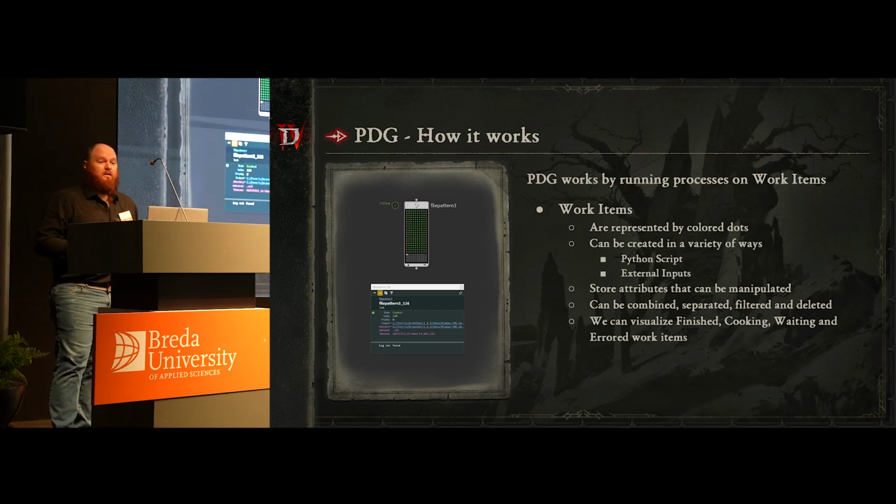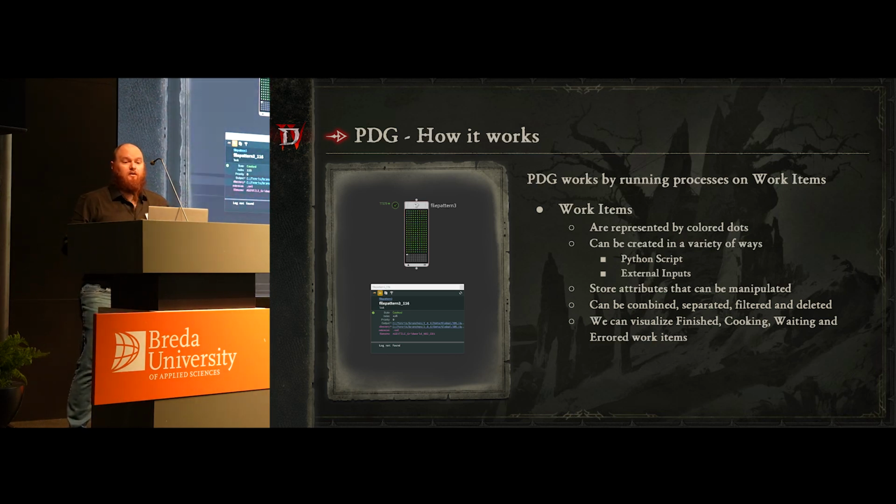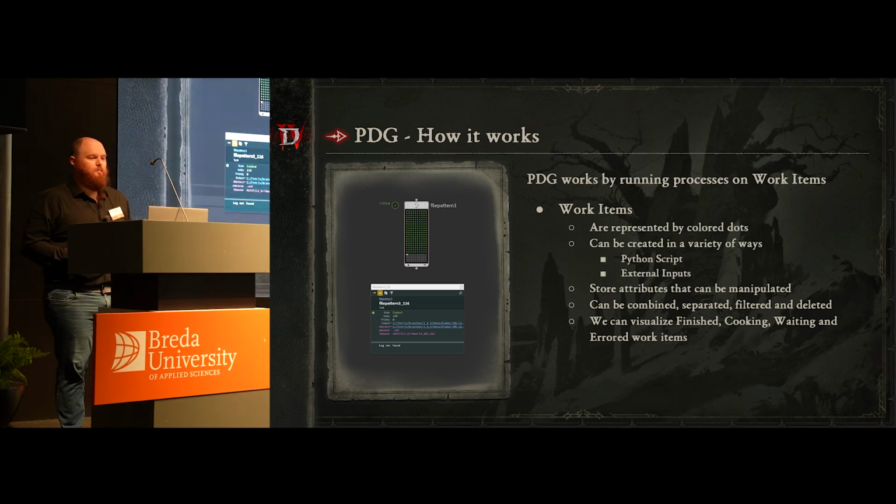They can be created in a variety of different ways, for example, a Python script or an external input like a CSV or files in a folder. It can store attributes that can be manipulated, and they can be combined, separated, filtered, and deleted. We also can visualize finished, cooking, waiting, and errored work items.